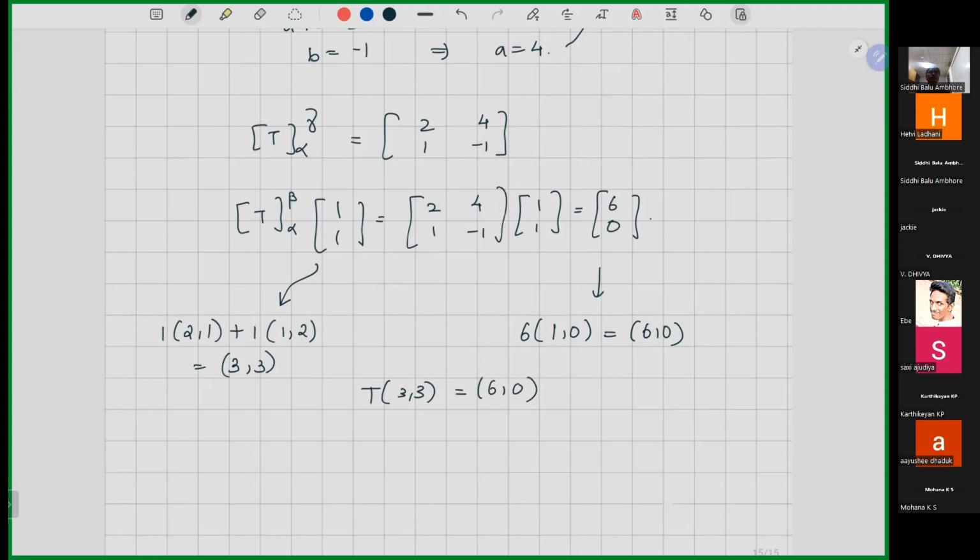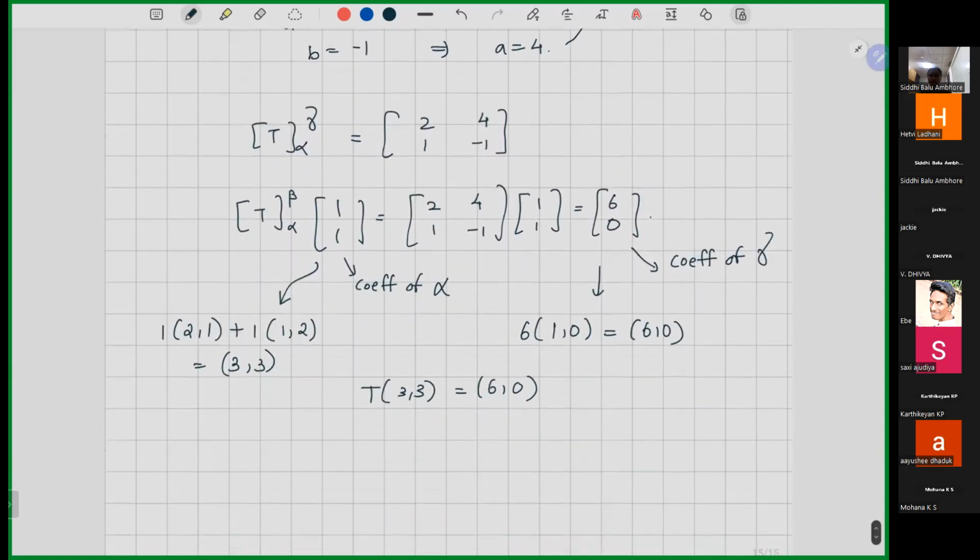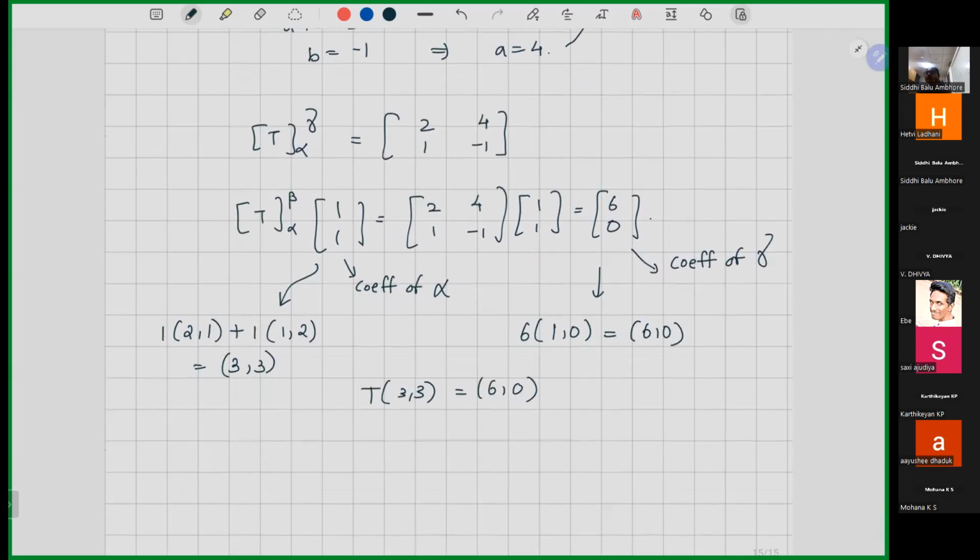Any doubts here? Is it not the image of 1, 1 being 6, 0 under the linear transformation? No, it is not. When I write this 1, 1, these are coefficients of alpha. And when I get this 6, 0 here, this is the coefficient of gamma. Any doubts here? Like why we have this linear transformation matrix and how the basis plays a role when we obtain this matrix? Please let me know.